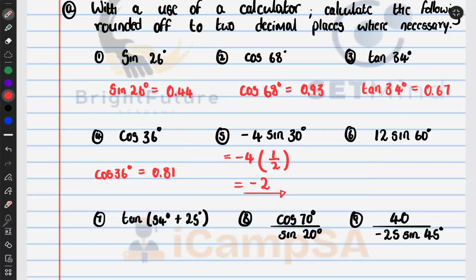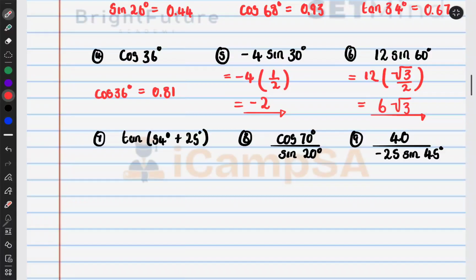And then once again here we have 12 sine 60. You see 12, you evaluate sine 60 separately. Sine 60 is √3/2, and then you remove the brackets by multiplying. So I'm going to say 12 multiplied by √3/2, which would give us 6√3. That will be your answer there for number 6.